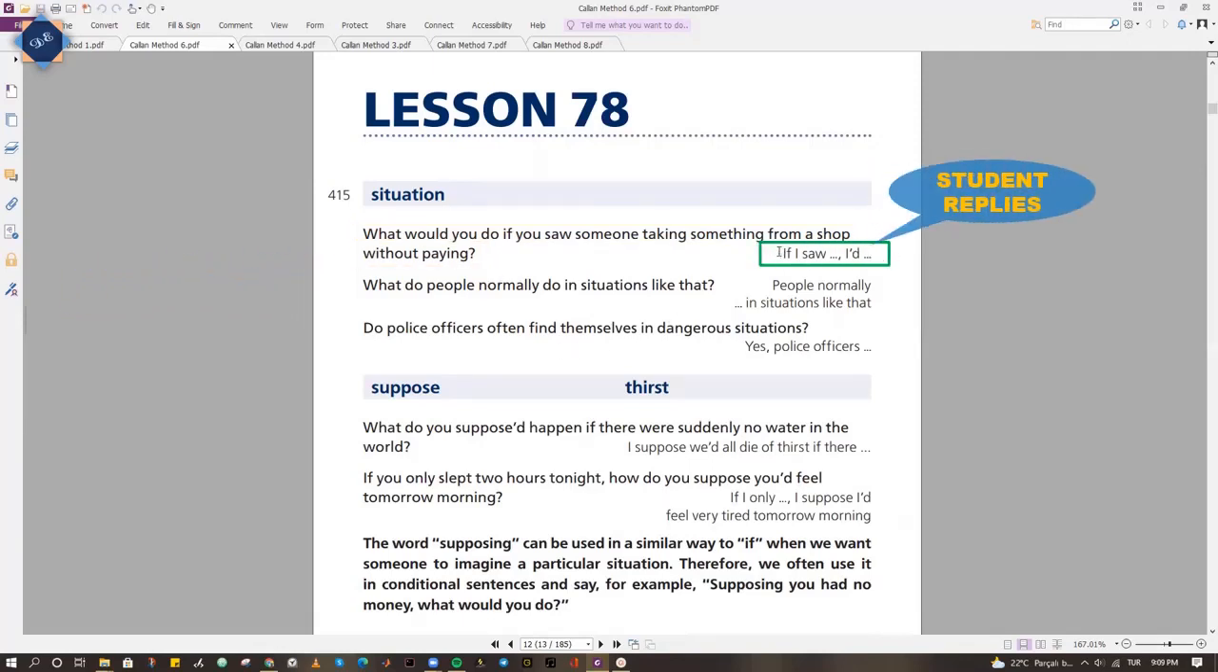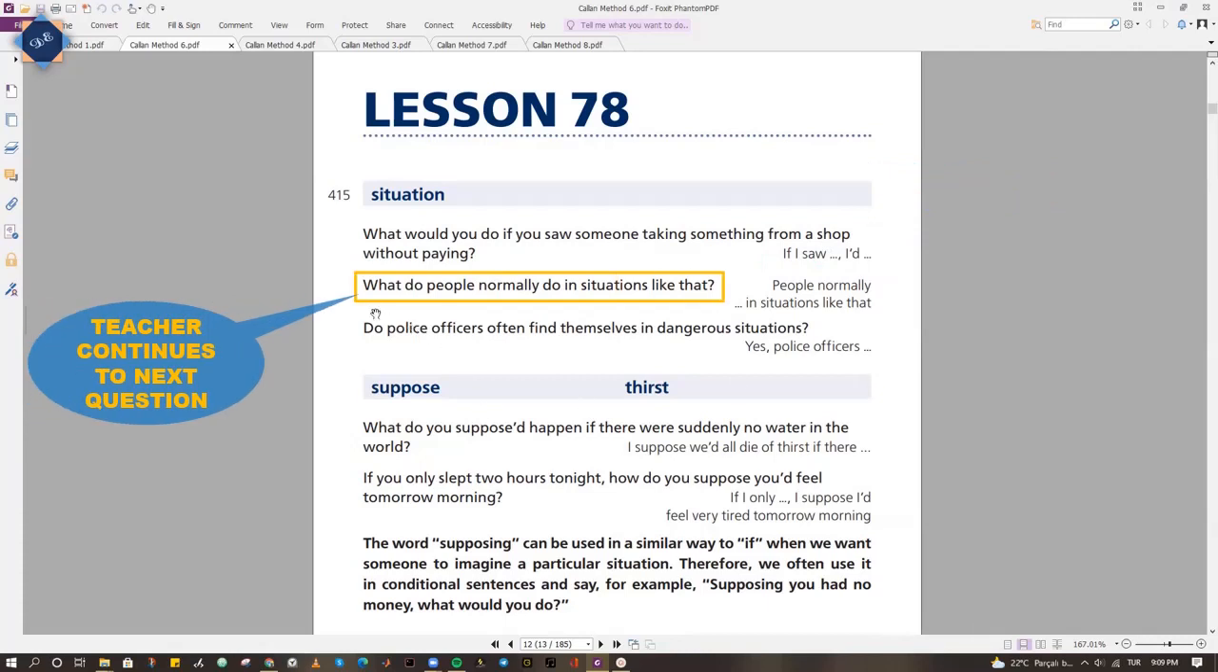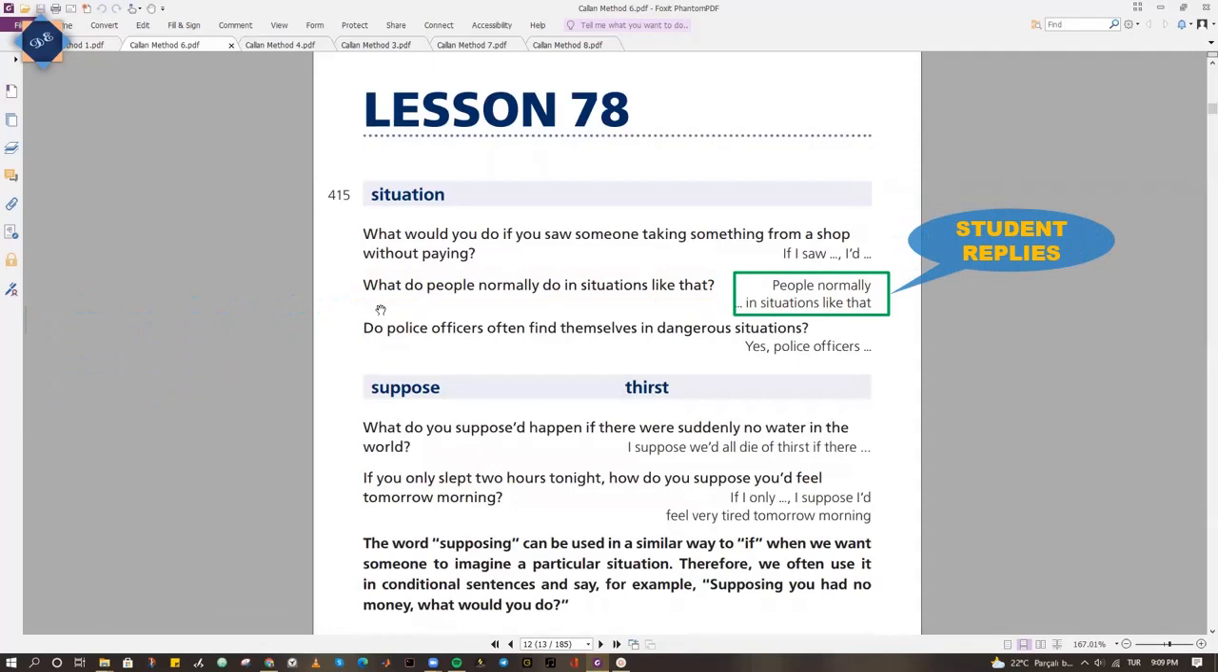You see, just a hint is given here for the student to use this hint to reply to the question. So the student perhaps may say, if I saw someone taking something from a shop without paying, I'd report them to the police, for example. The teacher then continues to the next question. What do people normally do in situations like that? Then the student now tries to answer. People normally call the police in situations like that, for example.